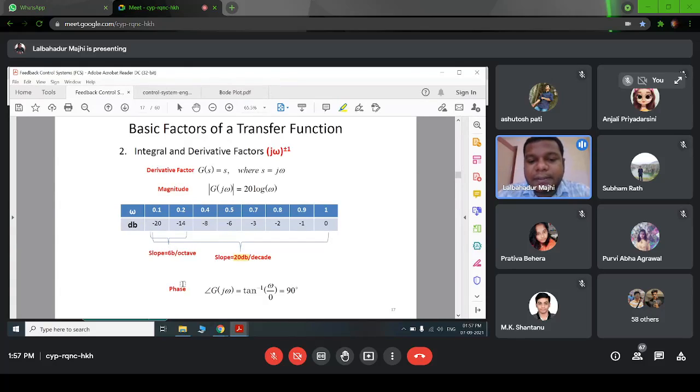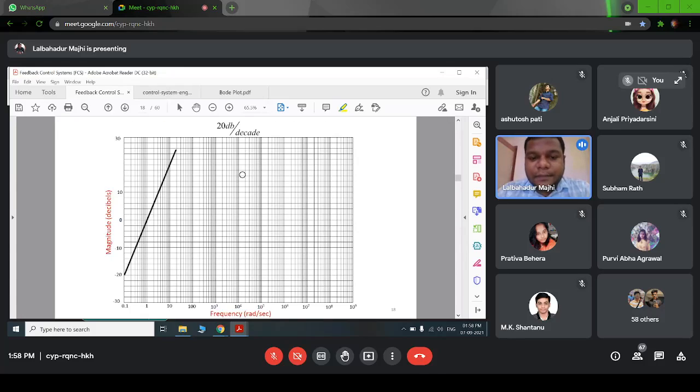Similarly, the phase angle will be tan inverse of the imaginary part by the real part. In this case, the real part is 0. So omega by 0, we will get the phase angle of 90 degrees. So we get the magnitude plot with a slope of 20 dB per decade and the phase angle of 90 degrees. Now let's draw this graph for the magnitude plot.